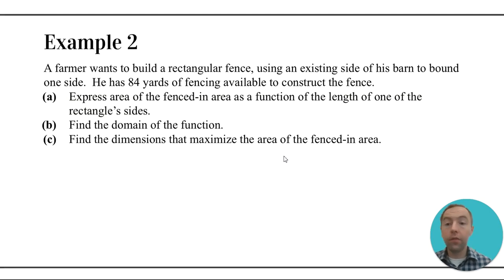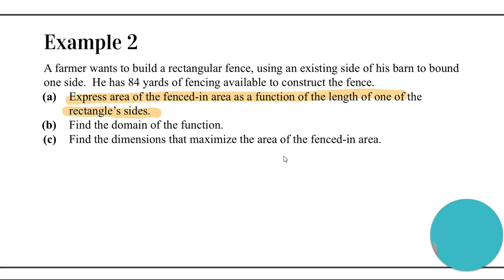In this application, we have that a farmer wants to build a rectangular fence using an existing side of his barn to bound one side of this. We know that he has 84 yards of fencing available to construct this fence. So in the very first part, we want to write a function. It says that we want to express the area of the fenced-in area as a function of the length of one of the rectangle sides. So we need to input the length of one of the rectangle sides into this, and then spit out the area of this fenced-in area, right?